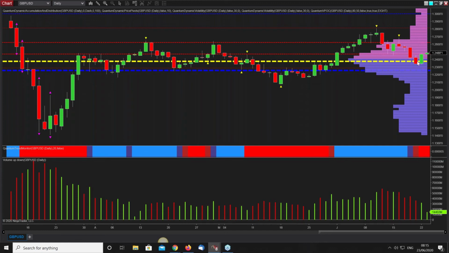If we go through that volume point of control, we've got a very strong platform here on the accumulation distribution indicator, which looks at support and resistance from a price-based perspective.